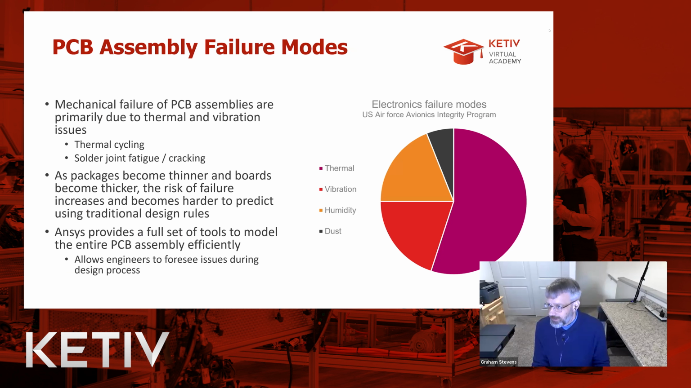It is typically very difficult to find valid information about PCB reliability, in terms of what all the typical failure modes are and how important this one is versus that one. This is one picture of that from the US Air Force Avionics Integration Program, a little more focused on mechanical failures here, looking at thermal and vibration issues, in particular solder joint fatigue and cracking, and thermal cycling being very important. You can also see humidity and dust here. In addition to these types of failures, there are, of course, electronic failures relative to the electronic design.